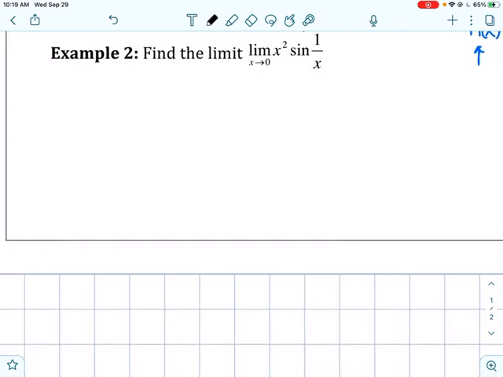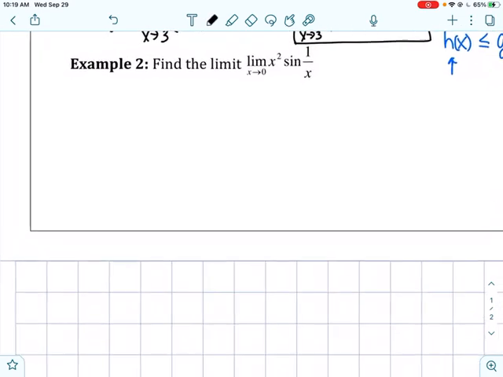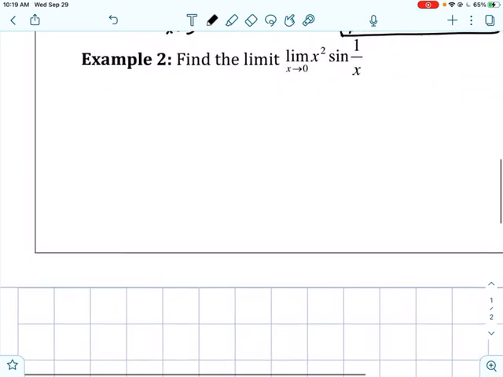Now, for this one, notice that when you do direct substitution, you get 0 squared times sine of 1 over 0. So you've got 0 times sine of some kind of infinity, but we don't even know that at this point. In fact, that would be a two-sided limit, and I think we have problems with that. So in that case, we're going to take sine of 1 over x, and place that in between 1 and -1, because that's the range for the sine function.